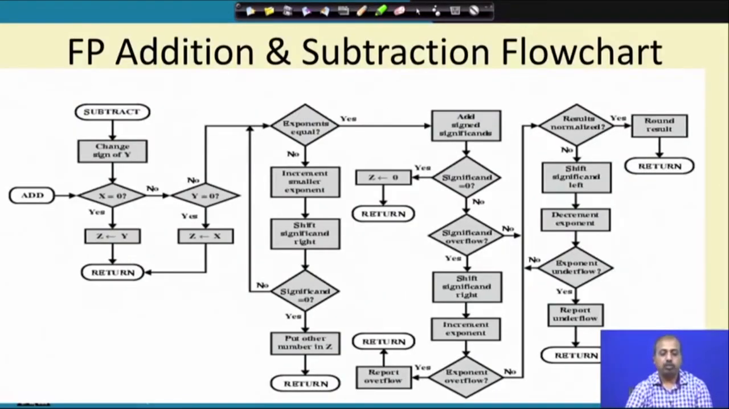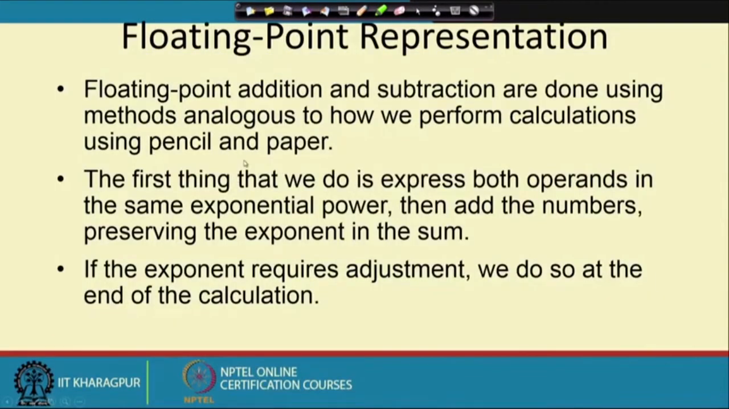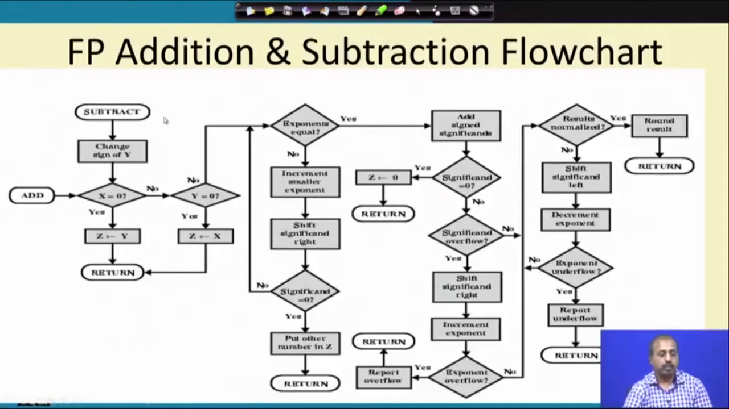Next, we will look into how we do addition and subtraction in the floating point format. For floating point addition and subtraction, we use methods which are analogous to our paper pencil method. First of all, the operands must have the same exponent, otherwise you cannot do the addition or subtraction. After doing the addition or subtraction, we may need to normalize, and that way the exponent may change. If the exponent requires adjustment, we do so at the end of the calculation. So, this is the process.